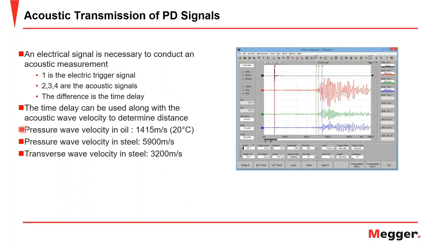The time delay can be used along with the acoustic wave velocities to determine distance. So for instance, here we have pressure wave velocities in oil and in steel, as well as a transverse wave velocity in steel. And these wave velocities can be used along with the time delay. So when you have meters per second and then the time delay in seconds, the seconds cancel out and you just get meters. That gives you the idea of the location of the partial discharge activity. One thing to note here is that the sensor should be placed as close as possible to the PD source location, and this greatly improves the precision in locating the PD activity.